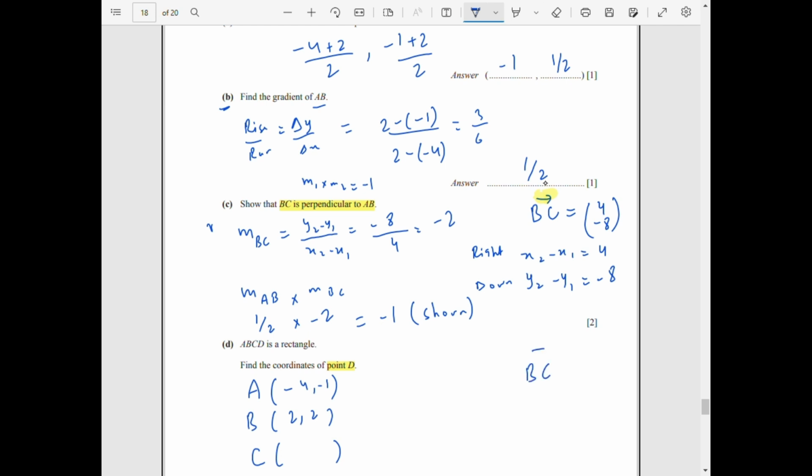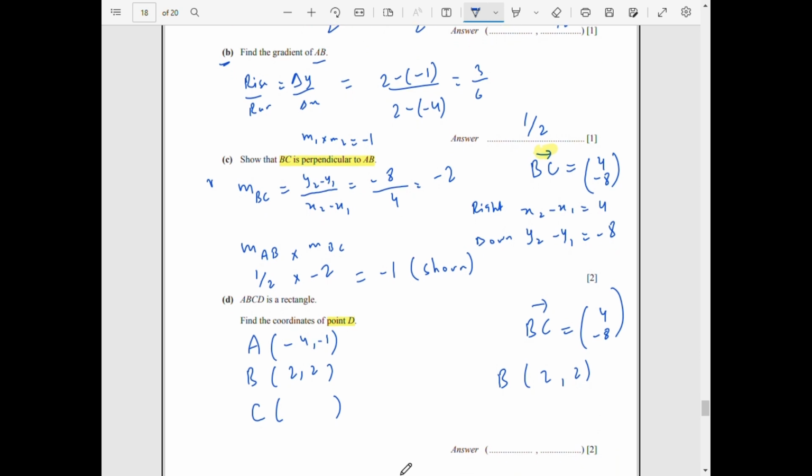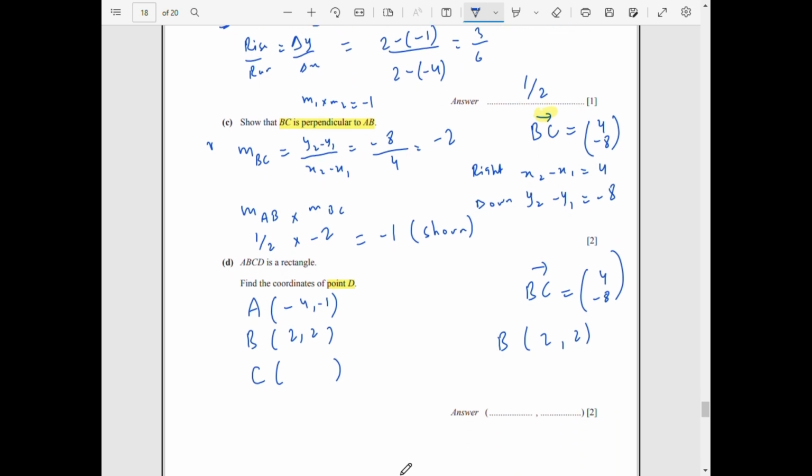Since the column vector for BC is (4, -8), and we know that B is 2 comma 2, in order to move from B to C, what the question is telling you is that you can simply move. If you have 2 comma 2 for B and you want to go to C, what are you going to do?